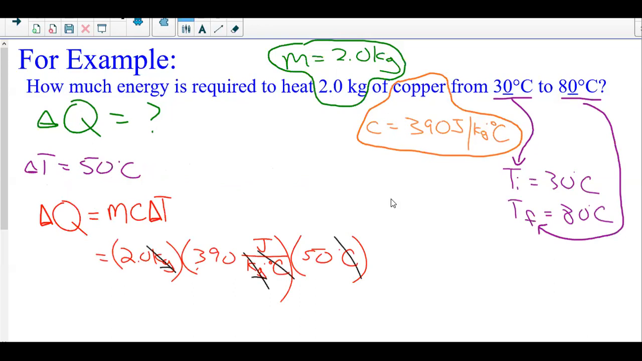Cancel off the units that you can cancel off. You have a kilogram in the numerator, you've got a kilogram in the denominator. You have a degrees Celsius in the numerator, you've got a degrees Celsius in the denominator. If you're trying to find the change in quantity of heat energy, then you should have joules in the end. So punch those numbers through. You should get about 39,000 joules in the end.